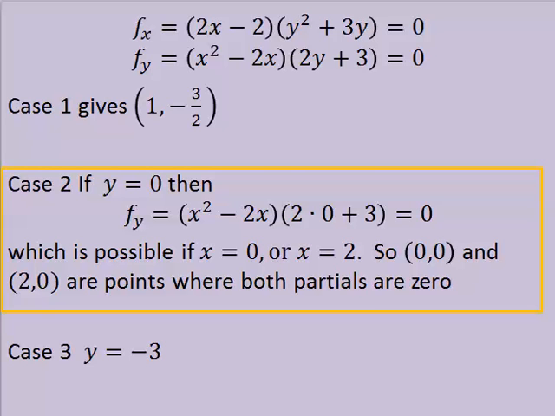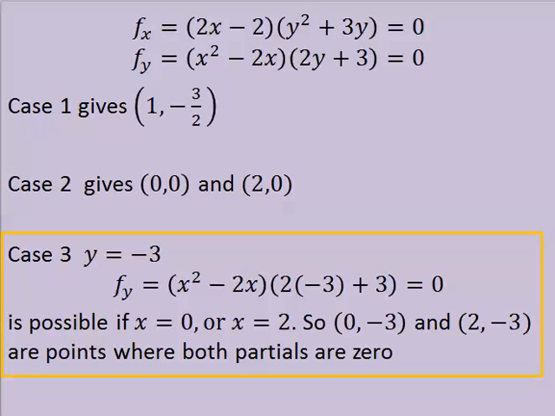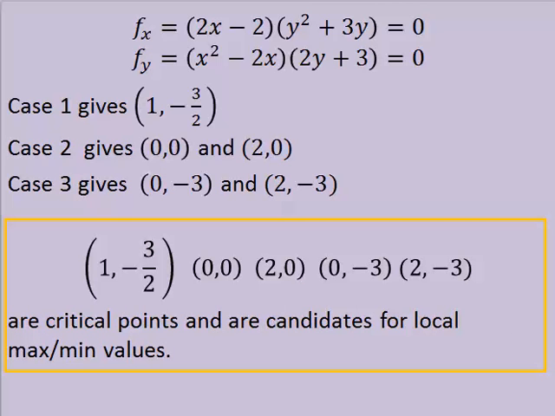Case 2, if y equals 0, then in order to have f partial y be 0, either x has to be 0 or x has to be 2. Third case, if y equals negative 3, then for f partial y to be 0, either x equals 0 or x equals 2. And these are our 5 critical points.